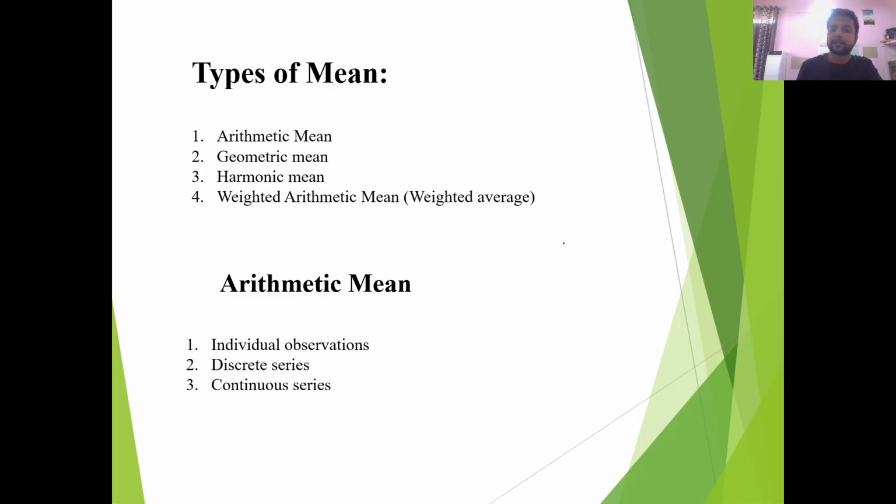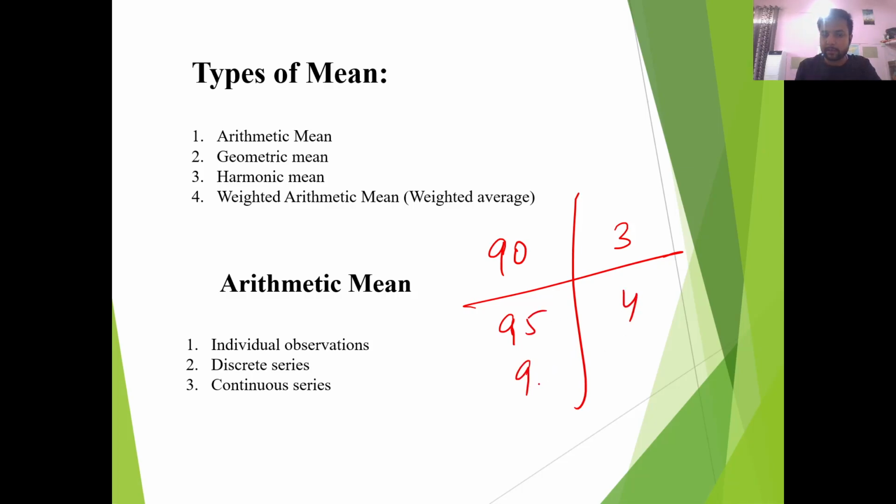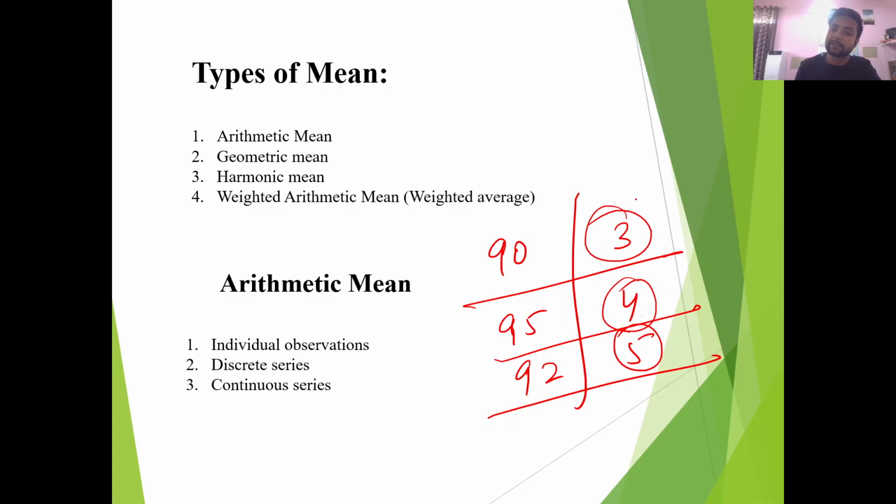But in case we are not given individual observations, rather we are given a group of data. Suppose the number of students who got 90 marks is 3, how many got 95 is 4, how many got 92 is 5. Here you can see that it is a group of data. Four students got this, three students got that. So this is not individual, rather a discrete series. So this is called a discrete series.